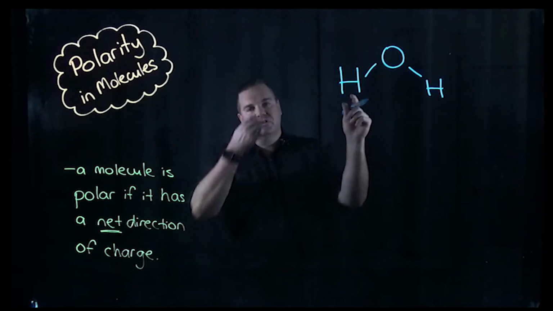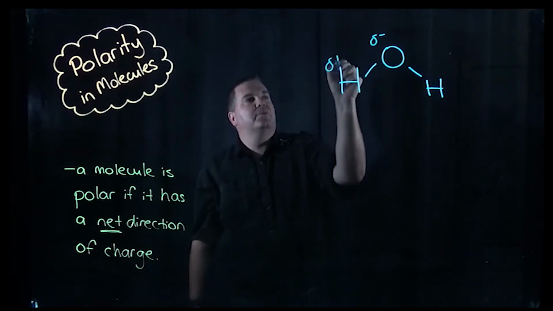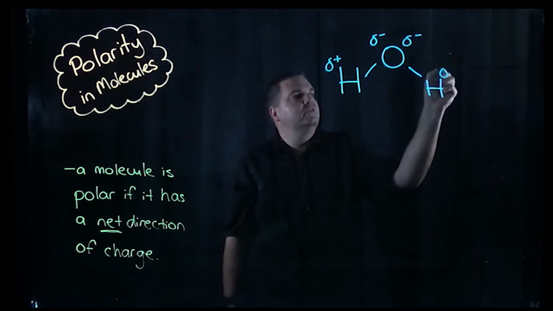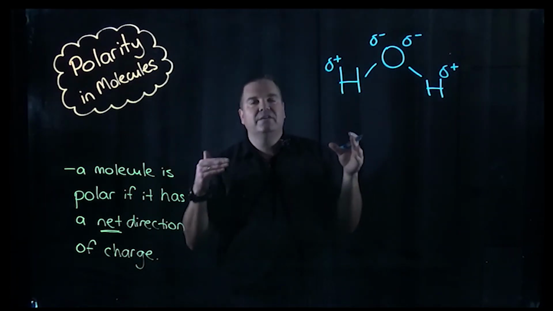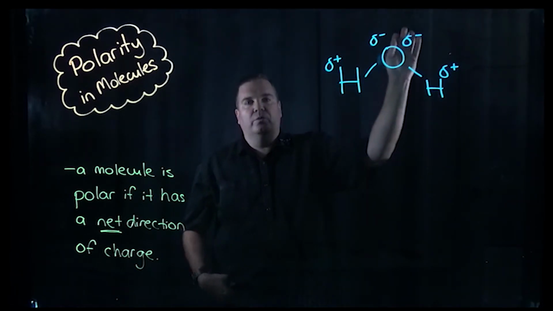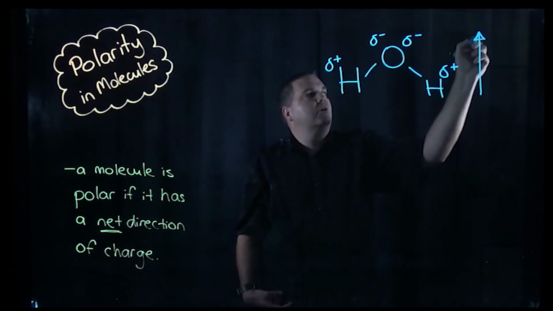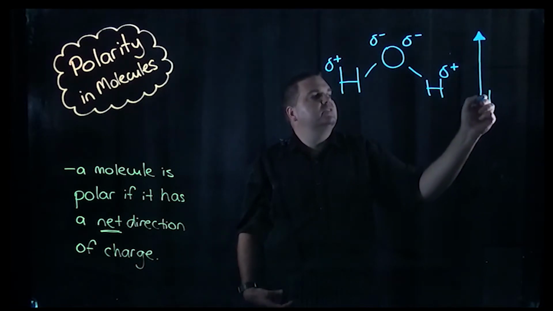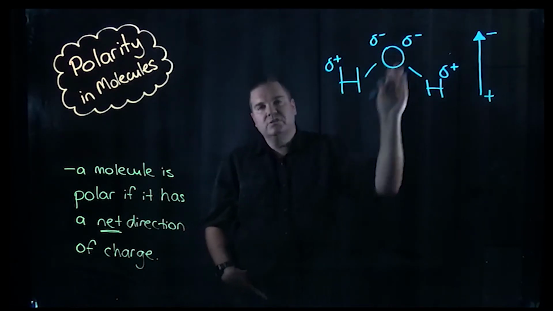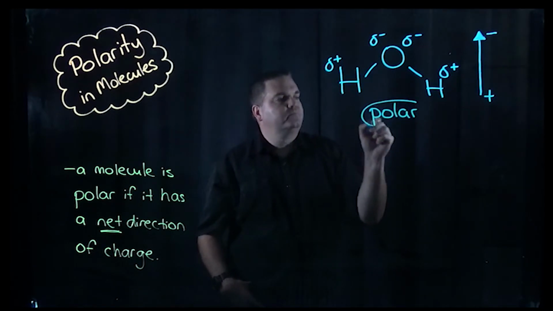But here, oxygen is more electronegative. So over here, we have delta negative for the oxygen, delta positive for this hydrogen in that bond. In this bond over here, delta negative, delta positive. So what you can see very clearly in this molecule is that we've got all the positives down the bottom, we've got the negatives up the top. So if we were to draw a line going up towards the top, you would see that we start from the positives and we end with the negatives up here. So because we have a net direction of charge, water is a polar molecule.